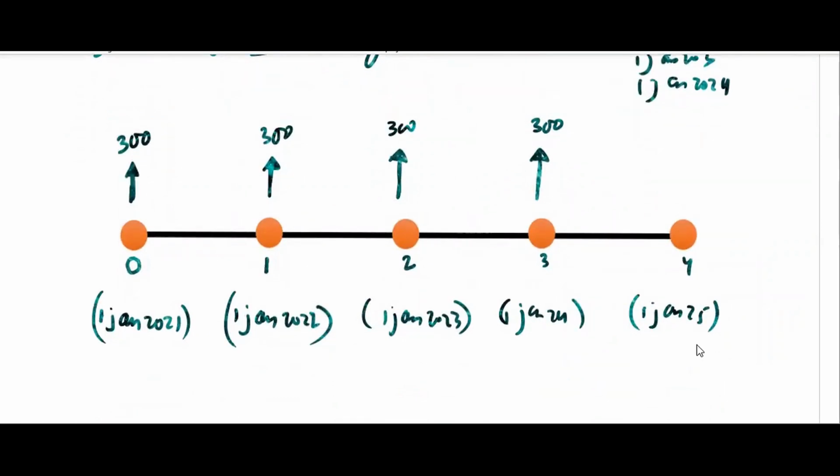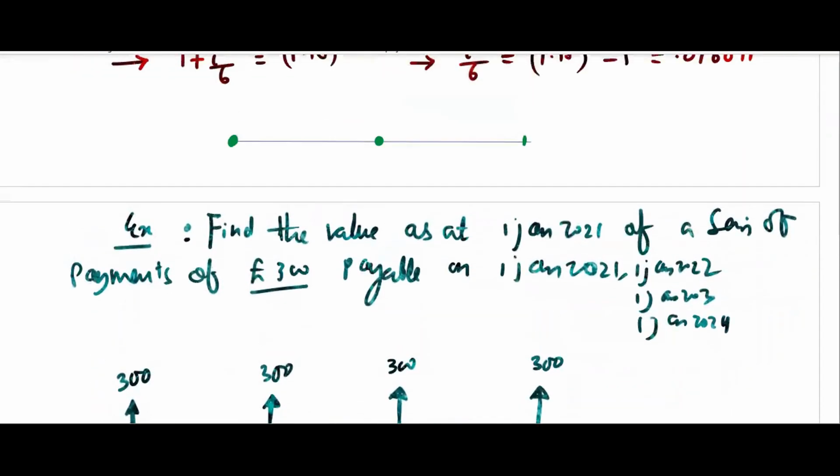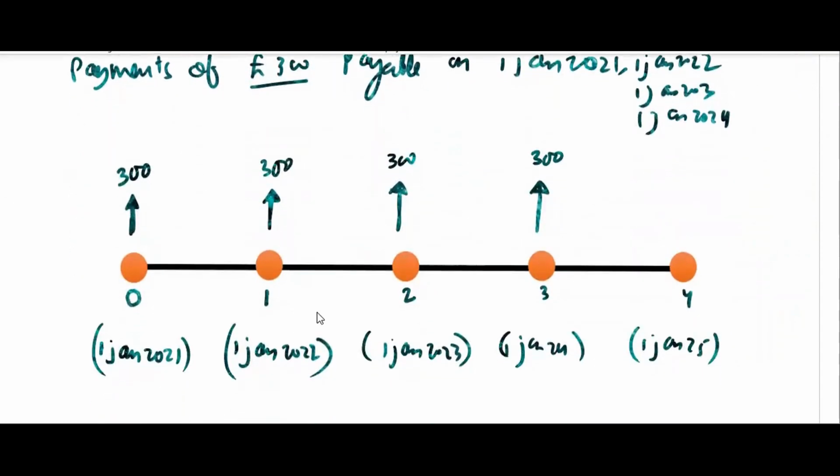But remember, the payments are in advance. That will be given in the question. But I'm not given in the question in advance because I already matched the points here. You see, the points are matched. That means the first payment is here on 1 January 2021, and you have to find the present value here.